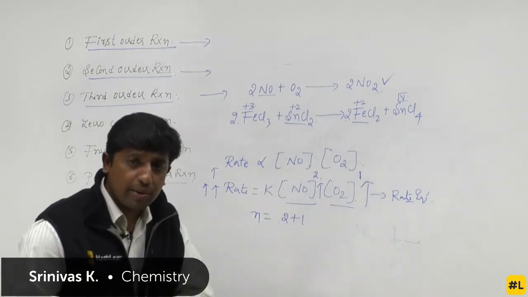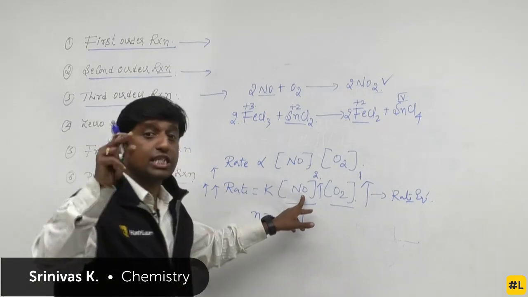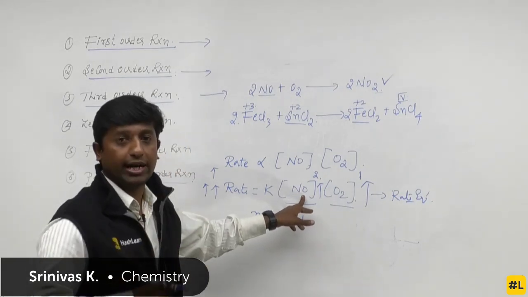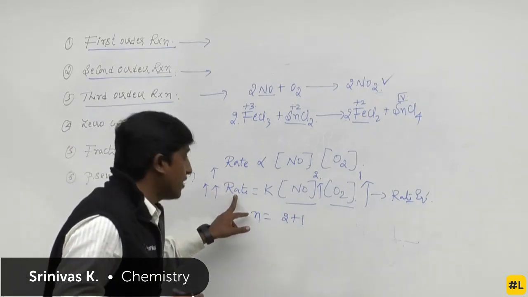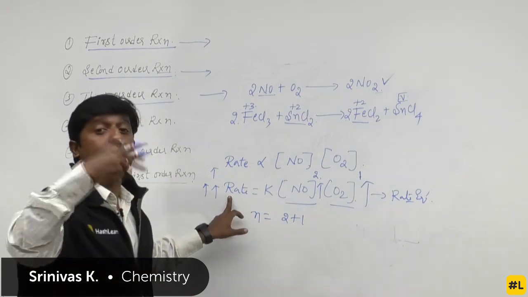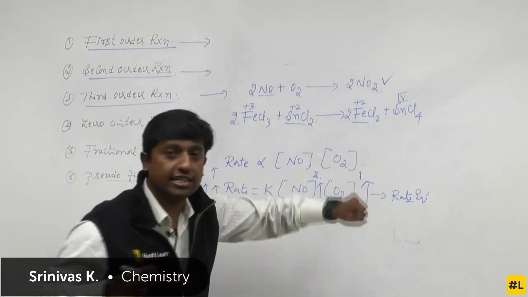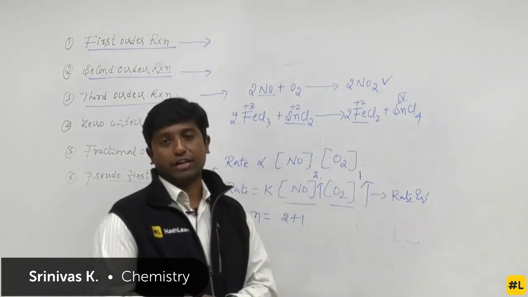Why am I saying this is an experimentally determined equation? Because this particular equation is arrived at by carrying out an experiment. It relates the rate of the reaction and the concentration of reactants. What happens to the rate of the reaction when the concentration of the reactants is increased or decreased? Hence, this is an experimentally determined equation.